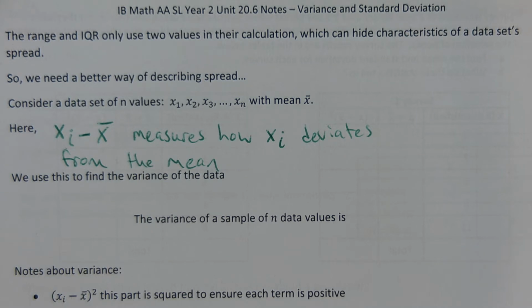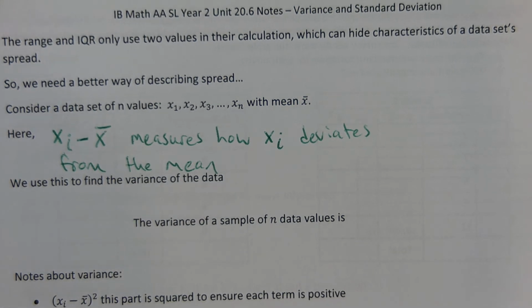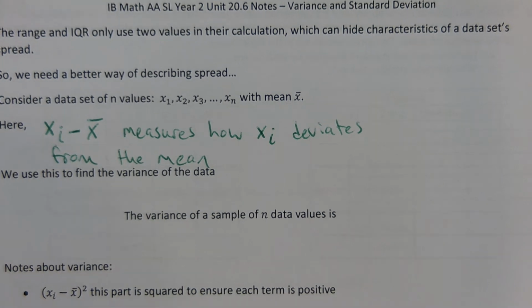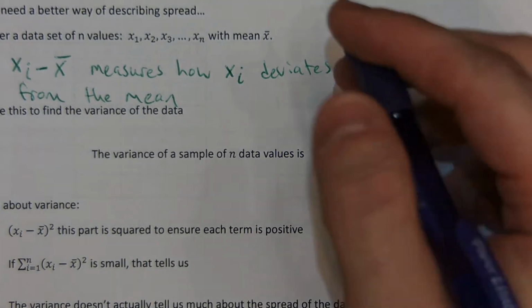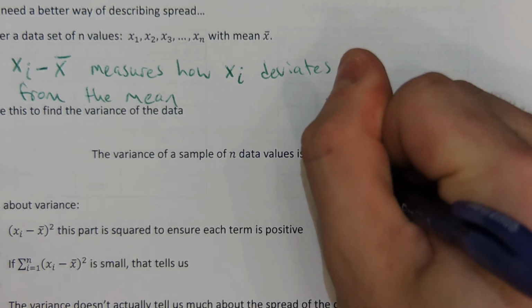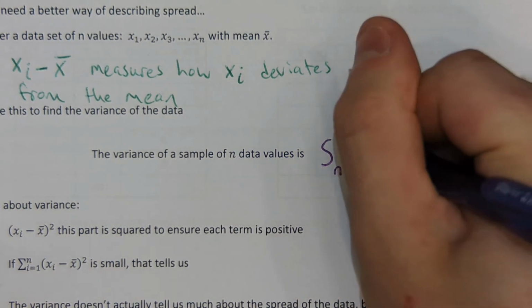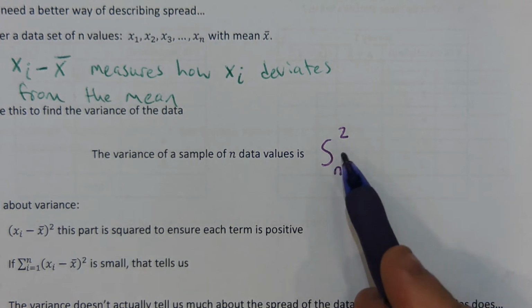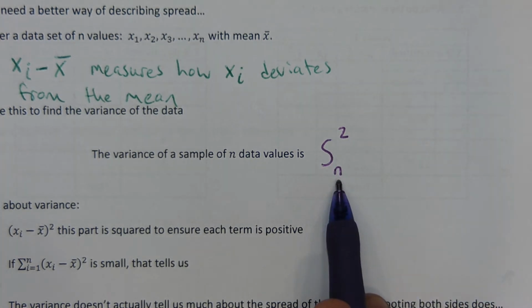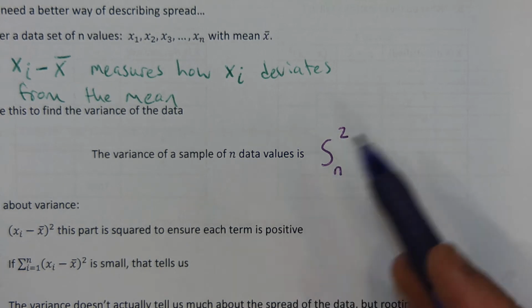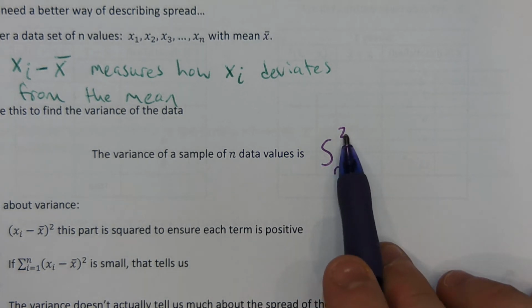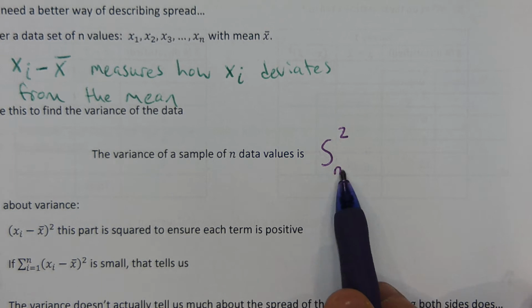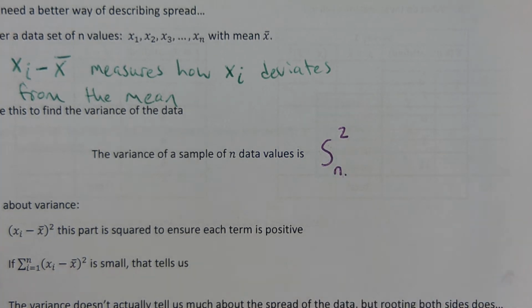The variance of a sample of n data values is not a pretty formula. You don't have to have the formula memorized, but there is one really important part of it, which I'll show you in just a second. So here is the formula. It says S sub n squared. So this means the variance of n data points, or the standard deviation of n data points squared. S sub n is how we say the standard deviation. Squaring it gives us the variance.